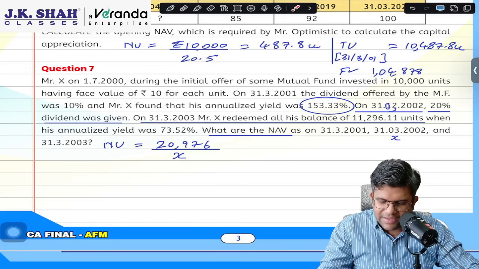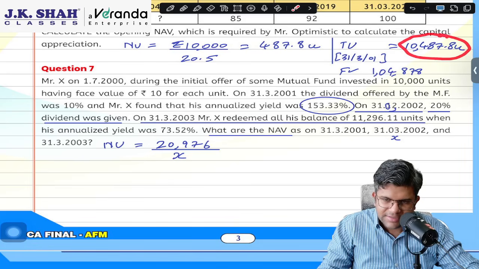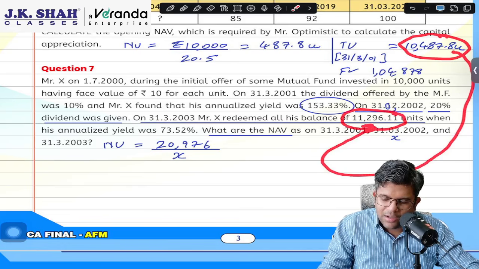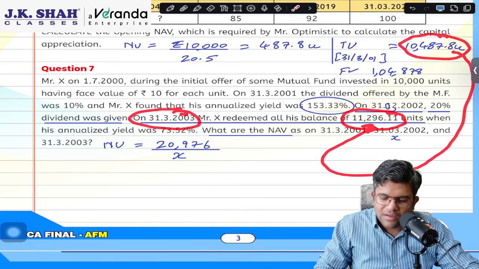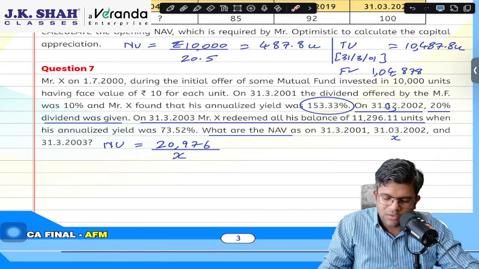The hint is that when this dividend you received, this one, can I say your number of units had gone to this? Oh, from here it has jumped to here. I hope you people realize there was no dividend in this year. So that means this dividend only must have pushed it. No, I hope everybody is able to understand. This 20% dividend only must have pushed my units from 10,487 to 11,296.